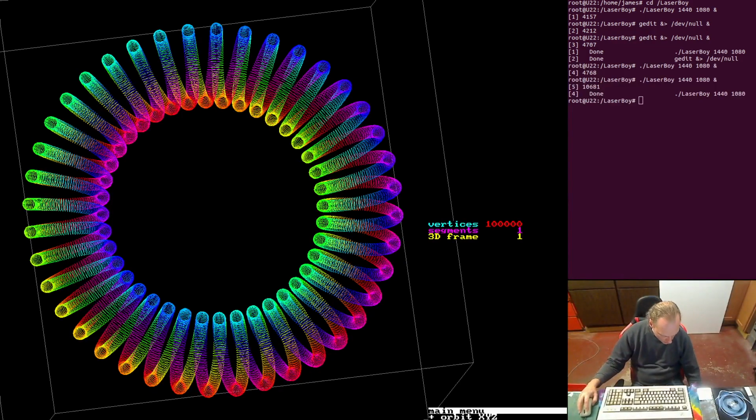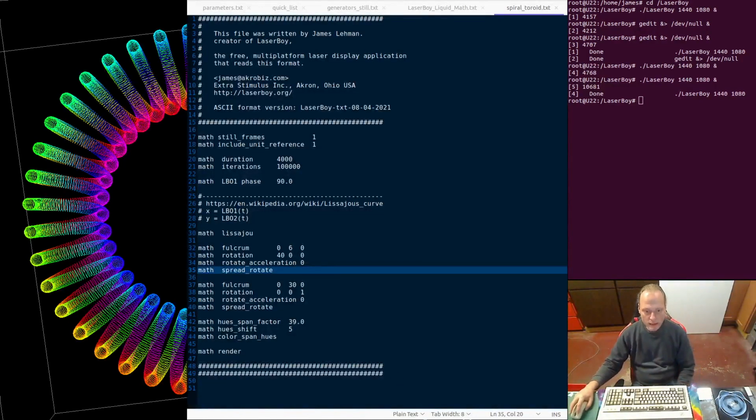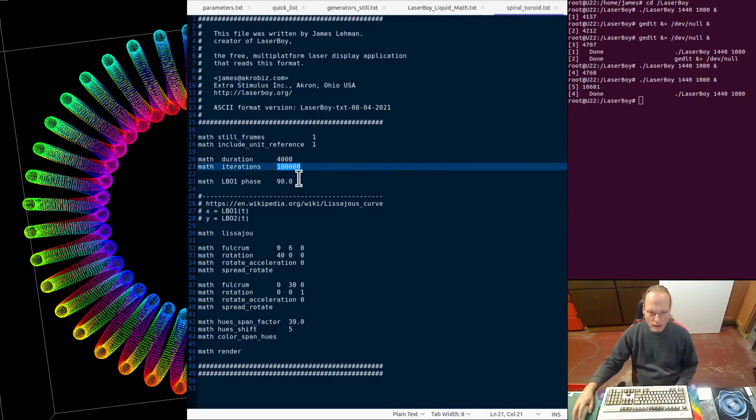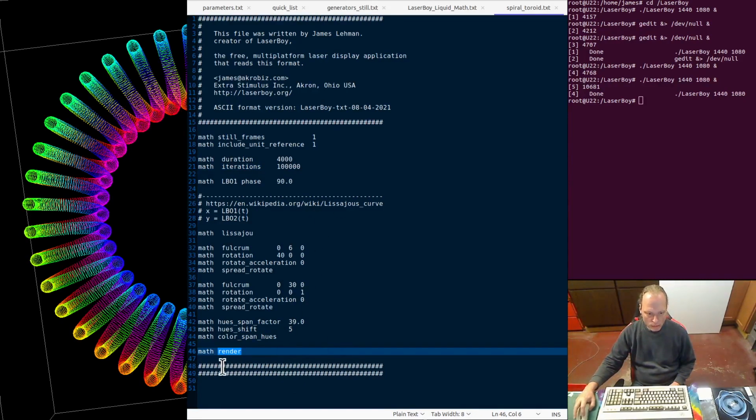I'll show you what this looks like. This is the script. This right here is the script for the spiral toroid. Okay? There's your 100,000 points, iterations through this that generates right here. This render is what actually puts it, it's the last instruction that puts it into the LaserBoy three-dimensional space so you can see it on the screen.